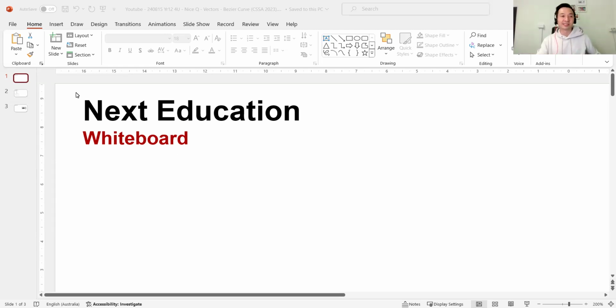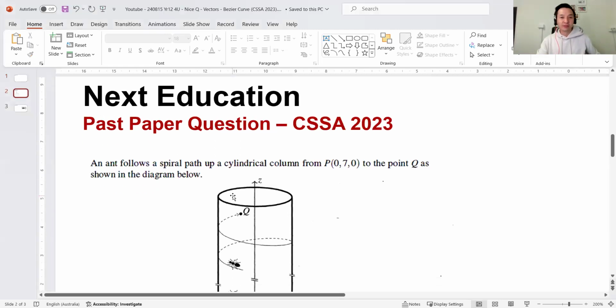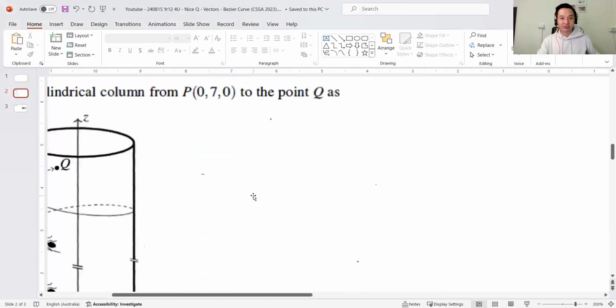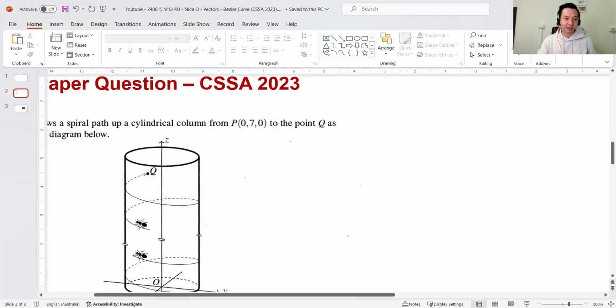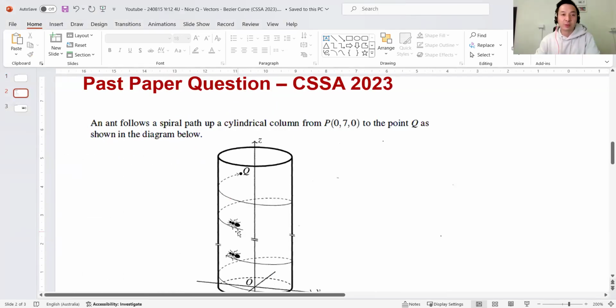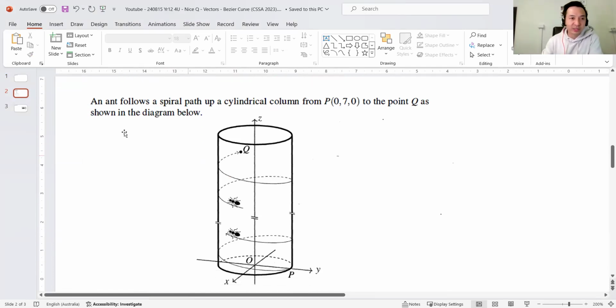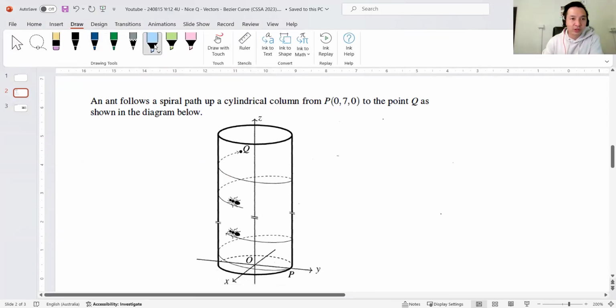All right, now let's get started. So the CSSA question looks like this, right? I really like this question. So let's have a look. And this was 7 marks, so, quite chunky. So reading through this question, let's do so now.